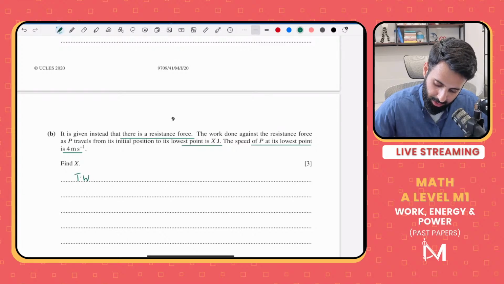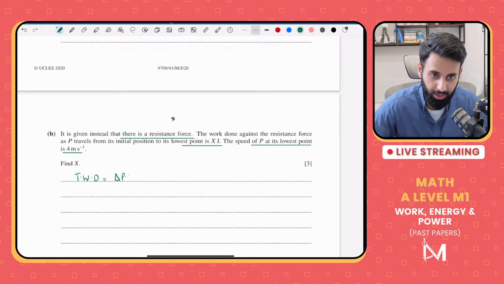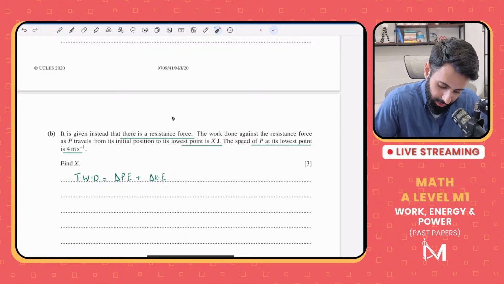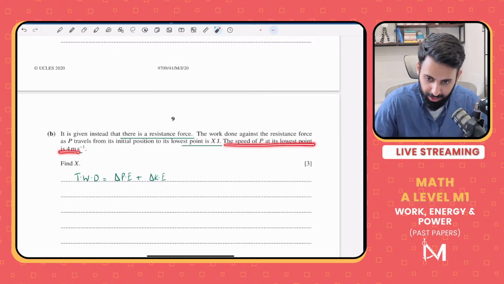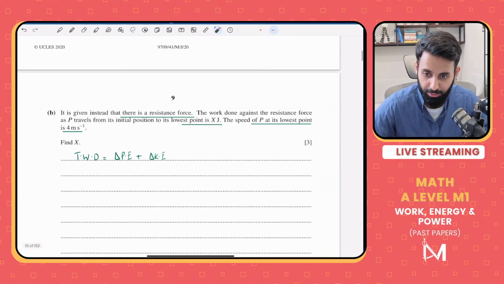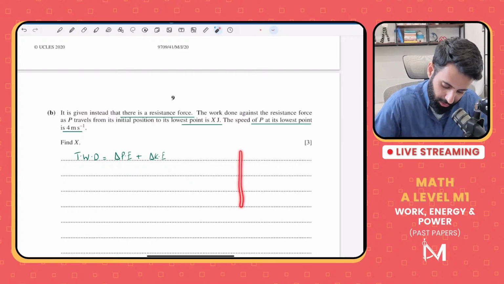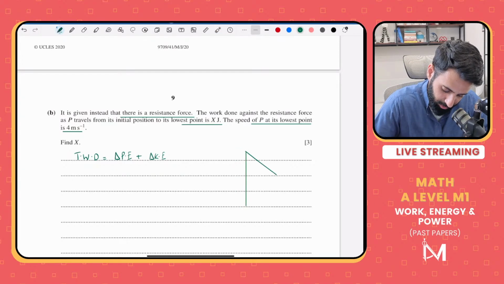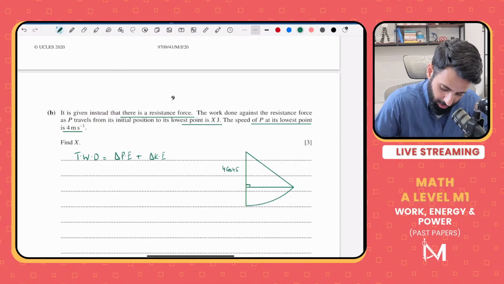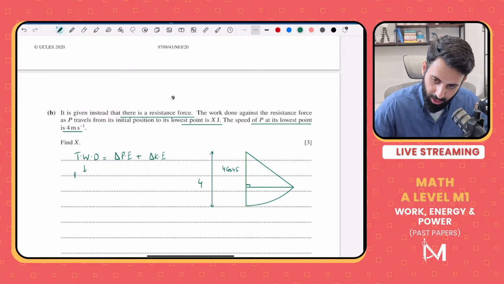Now, once again, we're going to use the same equation. Total work done is equal to change in potential energy plus the change in kinetic energy. The speed of P at its lowest point is 4 meters per second. So that means from here to here, the change in height would be 4 minus 4 cos 45. So this is what it looks like now. Here the height was 4 cos 45. Now it's 4. Now total work done means by minus against.